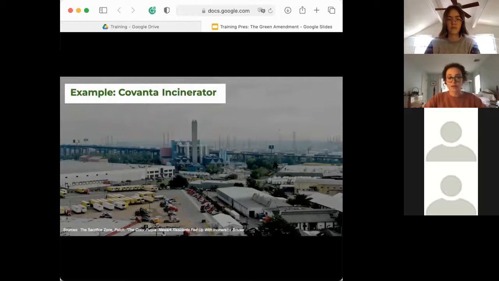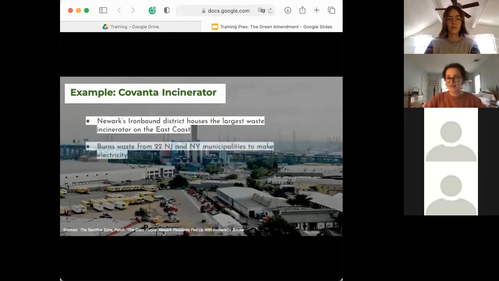Also, this whole issue was profiled in the film, The Sacrifice Zone, which if you haven't looked into yet, is really good. I would definitely recommend. So Newark's Ironbound district has the largest waste incinerator on the entire East Coast. This is owned by the Covanta Holding Corporation, which specializes in industrial waste management and waste to energy services. And this burns waste from 22 New Jersey and New York municipalities to make electricity. And this is often pitched as a sustainable solution, a landfill alternative.